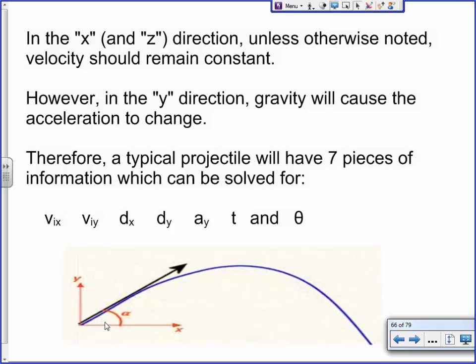If I throw something at a very steep angle versus a more shallow angle, that's going to make a difference. Does anybody know what the most optimal angle for launching something is? 45, yeah. If you throw something, let's see if I can find multiple things to throw here. These look safe.